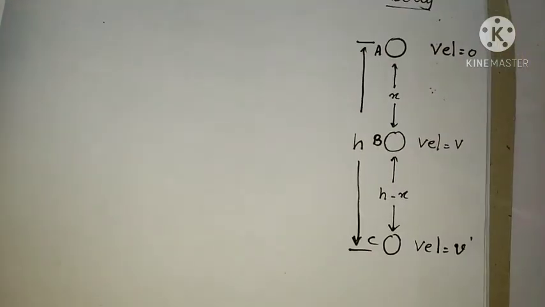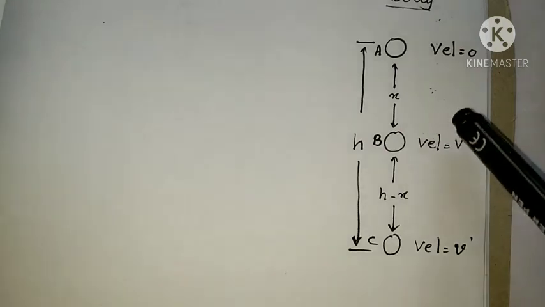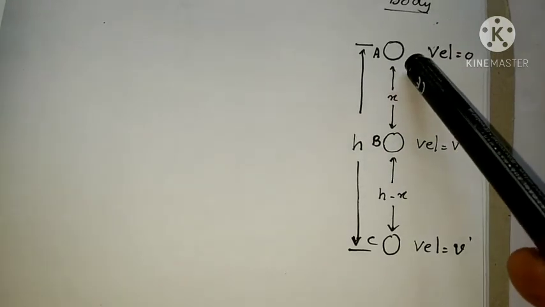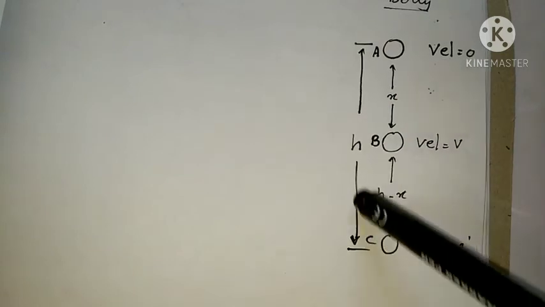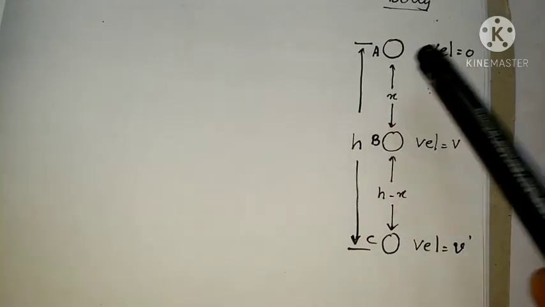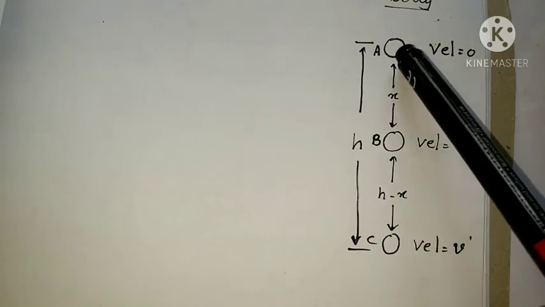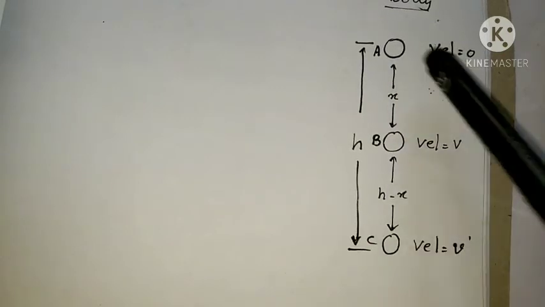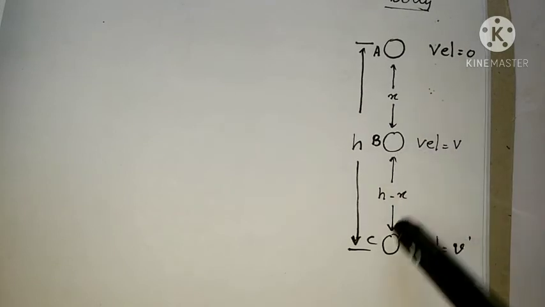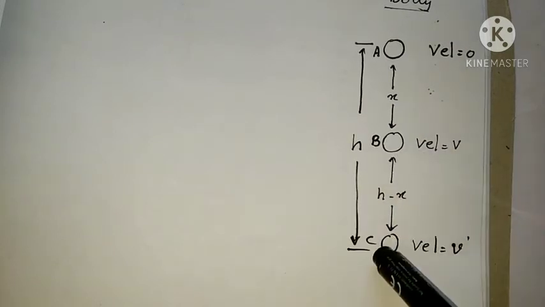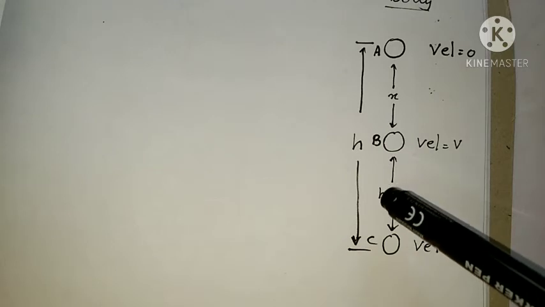So here we are considering a body of mass m lying at position A at a height h from the ground. So when the body falls freely, how can we prove that mechanical energy is conserved? We can find out the kinetic energy and potential energy at various positions of the object during its free fall, that is position A, position B and position C.